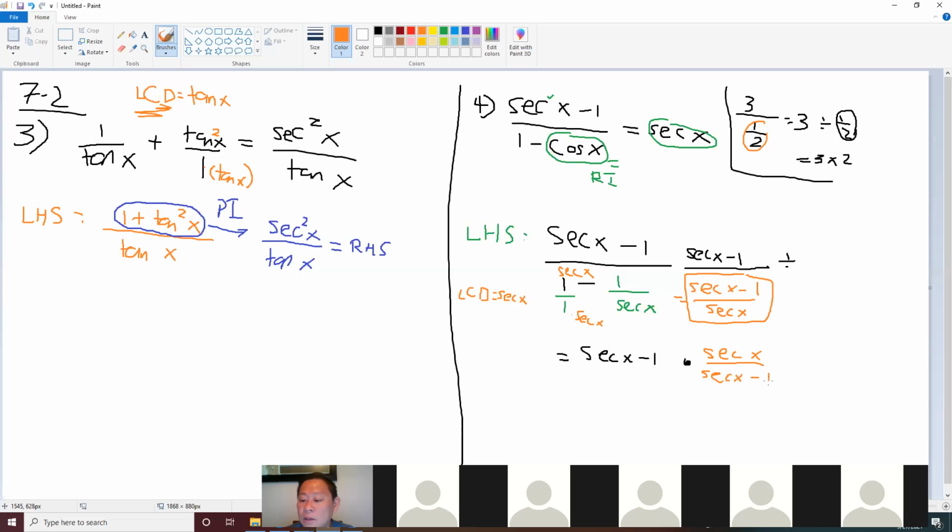Now, can someone tell me what we're going to do here once you flip this? Anything can be canceled? Secant x minus 1 can be canceled. Yep. So this is cancelable because one is top, one is the bottom. So what you're left with is just what? Secant x. This is the same as your right-hand side. You guys all right here? Anyone? So this is how we do this.